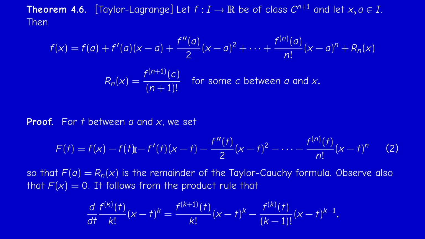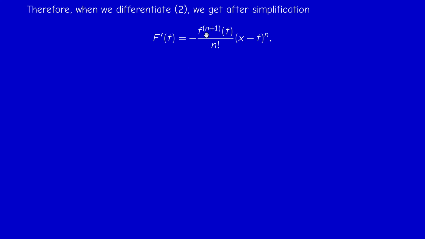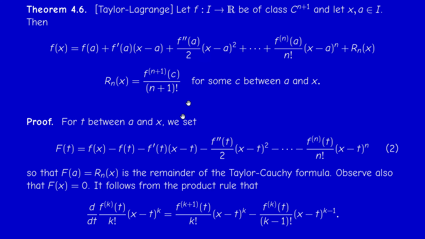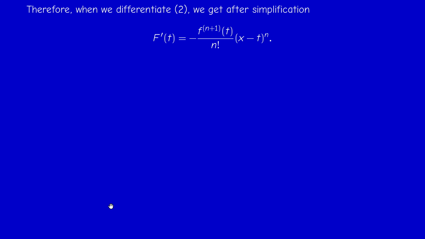So if you write them properly, one above the other, you will convince yourself that when I differentiate all this sum, I just get one term, which is minus f_(n+1) of t divided by n factorial times x minus t to the n. Okay, if you don't believe me, just do the computations. Write this term differentiated, then this term differentiated, then this term differentiated, and so on. Do the cancellation, and just get one term, which is the last one.